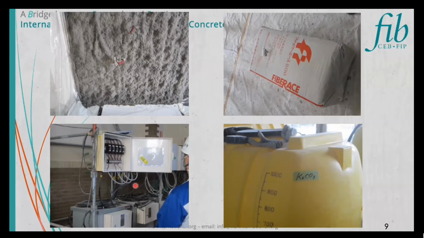This is the DC power supply and switch boxes. And you can see that potassium carbonate was used as an electrolyte.